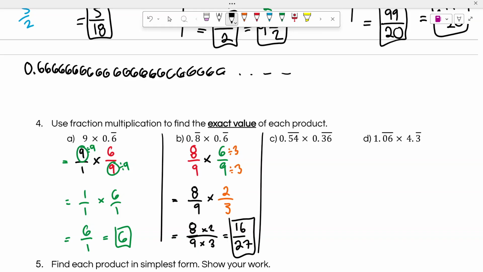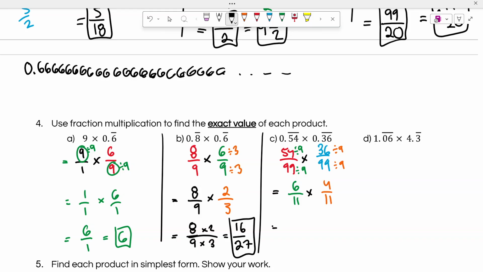If we have 2 digits repeating, of course, that's going to require our 2 9s on the bottom. So this is going to be 54 over 99 for 0.54 repeating. And this is going to be our 36 over 99 for 0.36 repeating. Again, I'm going to do some simplifying here. So I'm going to notice that both of these can divide by 9. And that's going to give me 6 over 11. And then over here, both of these can also divide by 9 as it happens. And that'll give me 4 over 11.